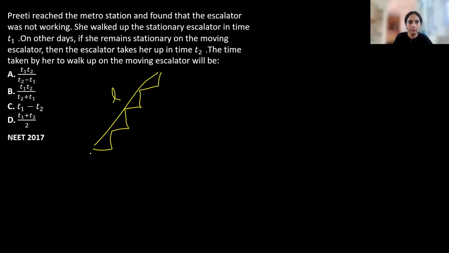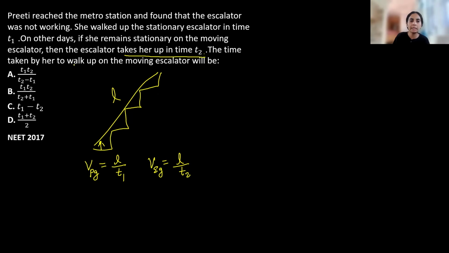So here the velocity of Preeti, her personal velocity, so velocity of Preeti with respect to ground is going to be equal to how much? That is going to be L by t1. Okay. On the other days, if she remains stationary on the moving escalator, then the escalator takes her up in time t2. Now see, she stands here, and then in how much time does the escalator take her upward? In t2 time. So velocity of escalator with respect to ground, because of the escalator's velocity only this Preeti is going to reach the top, right? So Preeti is able to cover distance L. So this is L by t2.